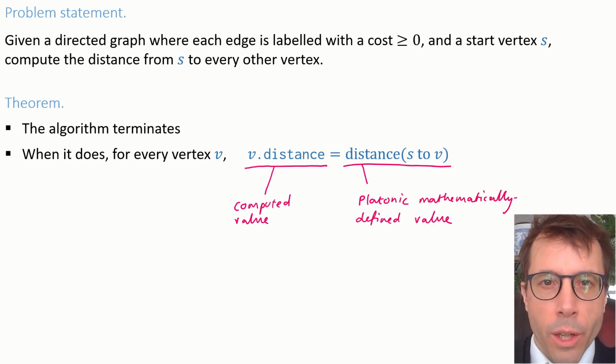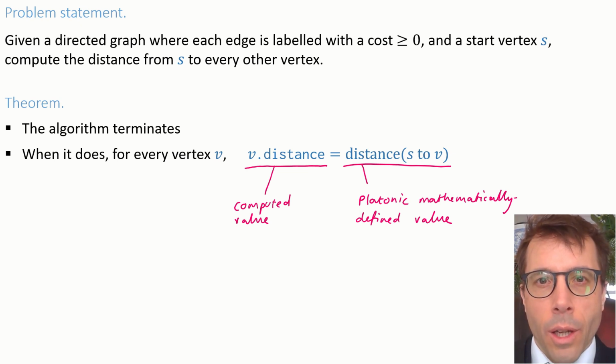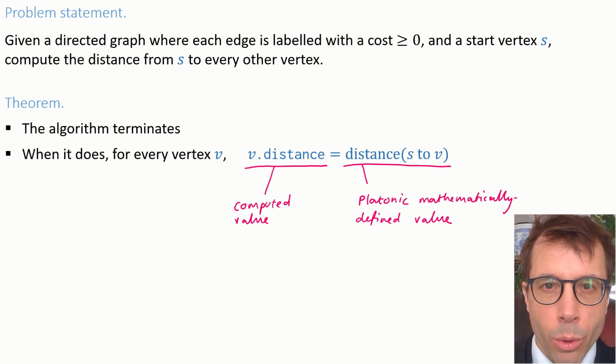Let me just pause there and reiterate a vitally important point. The thing on the left is a computed value. It's what the algorithm is storing and updating during its execution. The thing on the right is platonic. It comes from a mathematical definition. In the last video, we wrote out a mathematical definition of the distance function. It's the minimum cost of any path from S to V, and that is defined in a way which is independent of any particular algorithm. So this theorem says the value that our algorithm computes is equal to the desired mathematically defined quantity.